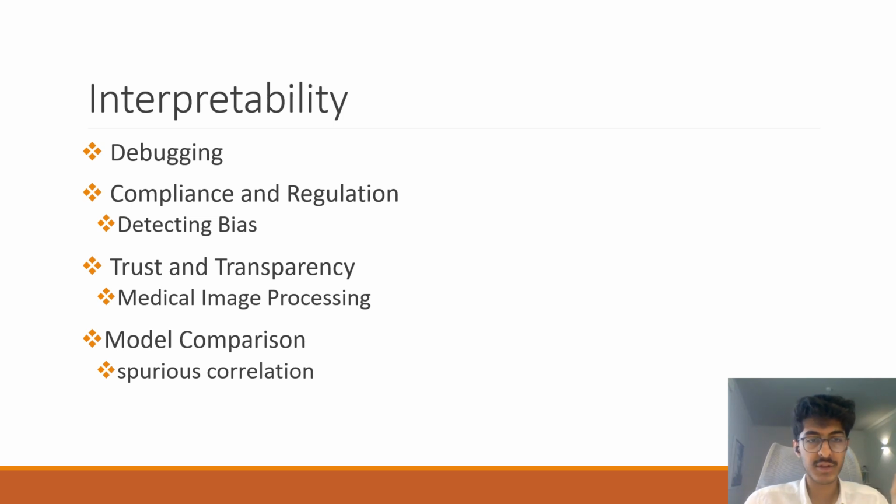For instance, if a surgeon wants to start an operation based on a model's output, they need to double check the model's reasoning. And for model comparison, in many cases you want to compare your models not solely based on their accuracy, and check if the model bases its decisions on spurious correlations.